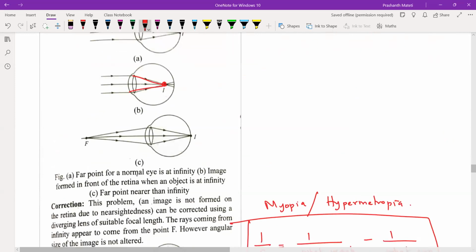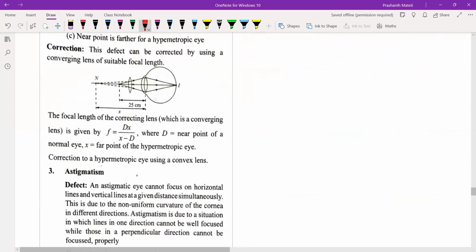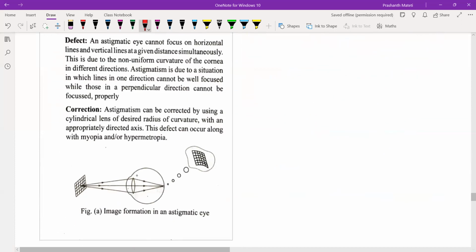One more defect in the eye is called astigmatism. The cornea should be spherical in shape. If any damage happens to the cornea, the curvature of the cornea becomes deformed. If there is a non-uniform curvature of the cornea, it is not able to see straight lines. Straight lines will not be focused properly; instead they will appear curved. So astigmatism is due to the non-uniform curvature of the cornea.